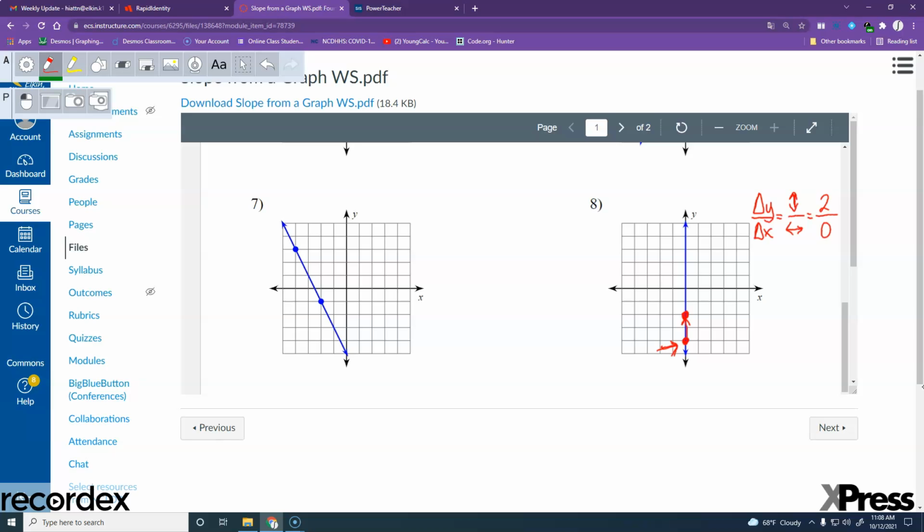Now, 2 divided by 0, can you do it? If you type it into your calculator, it would tell you undefined, although you can't use a calculator right now. Or it would tell you error is what it would say. But you can't divide by 0. 0 divided by a number is okay, but you cannot divide a number by 0. Zeros cannot be on the bottom. So what we call this is undefined.